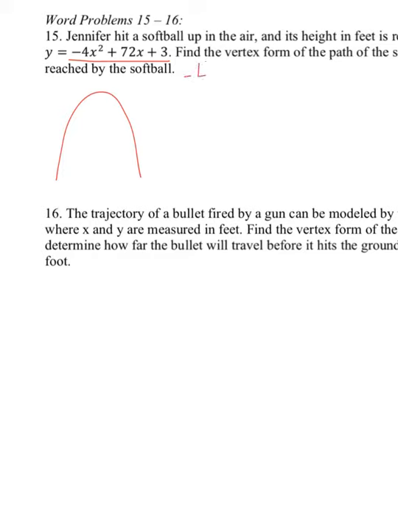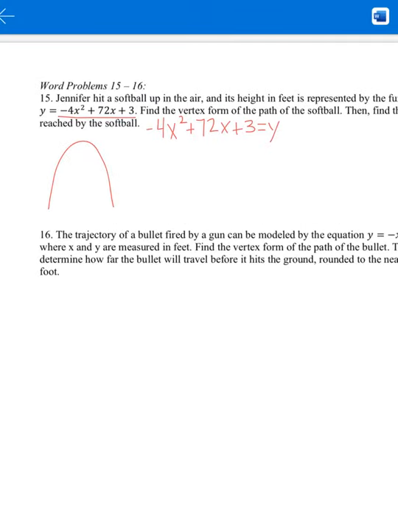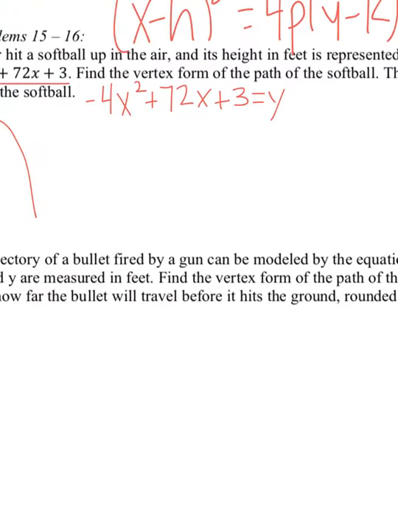So I'm going to switch sides. So negative 4x squared plus 72x plus 3 equals y. Because again, I want it to look like this. This is vertex form. So I'm going to put my x's on the left. So first I'm going to divide everything. Actually, you know what? First I'm going to subtract the 3 over. So negative 4x squared plus 72x equals y minus 3. Now I'm going to divide everything by negative 4.